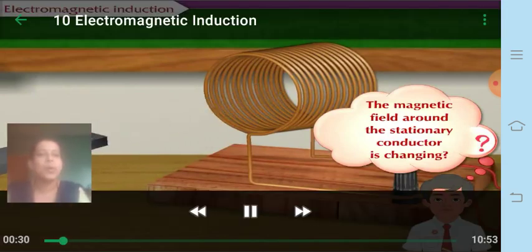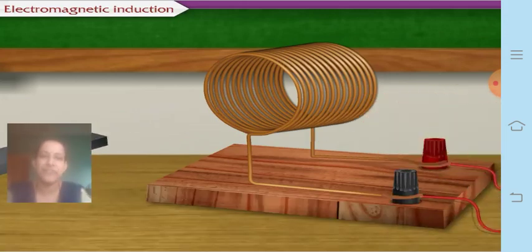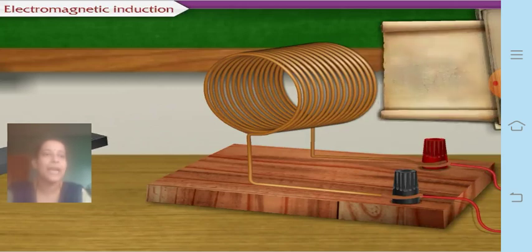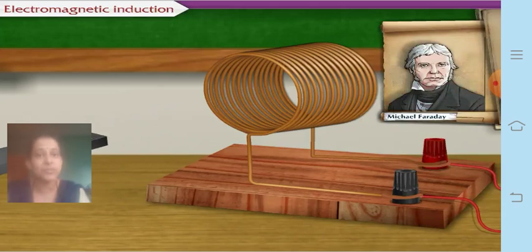Secondly, when the conductor is moving and the magnetic field is kept stationary, what will happen to the conductor? This research was conducted by Michael Faraday in the year 1831. He got interested to know what will happen if the conductor is kept in a changing magnetic field, or even when the conductor is moving and the magnetic field is kept stationary. Will it generate any current or not? That was studied by Michael Faraday.